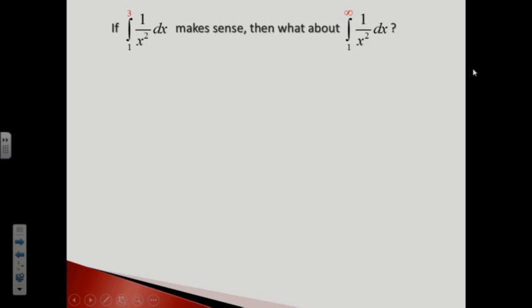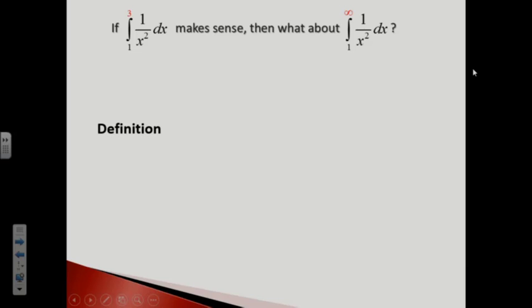In physics, economics, probability, and statistics, it is useful to have a concept of an integral that is defined on the entire real line or on half-lines of the form x is greater than or equal to a, or x is less than or equal to a.